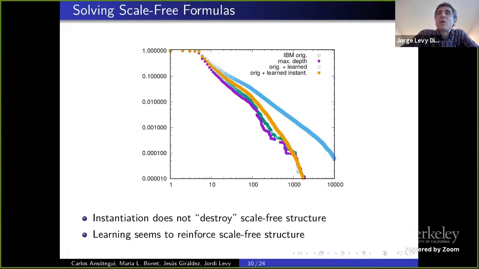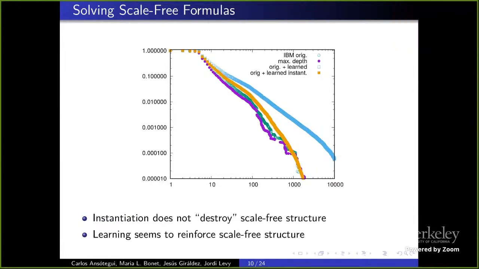We know that the SAT solver also introduced new clauses during the search. So there is the learning. So we can also consider the original formula adding the learned clauses here in blue, or the original formula plus the learned clauses instantiated. And we observe that in all the cases, the power law distribution is preserved. Even with the addition of the learned clauses, it seems that the power law distribution is reinforced in some way because the exponent of the power law distribution is decreased.